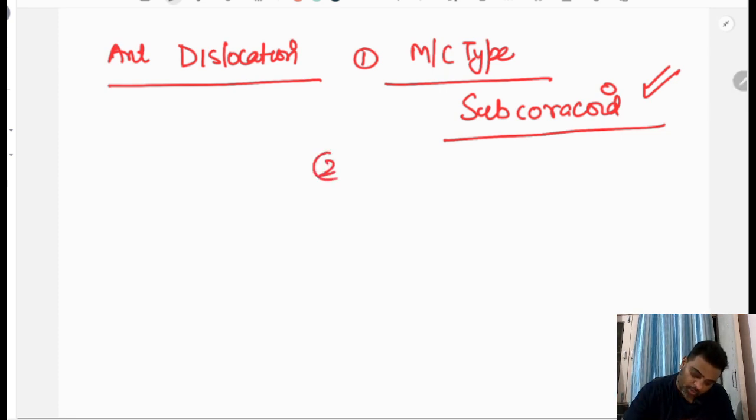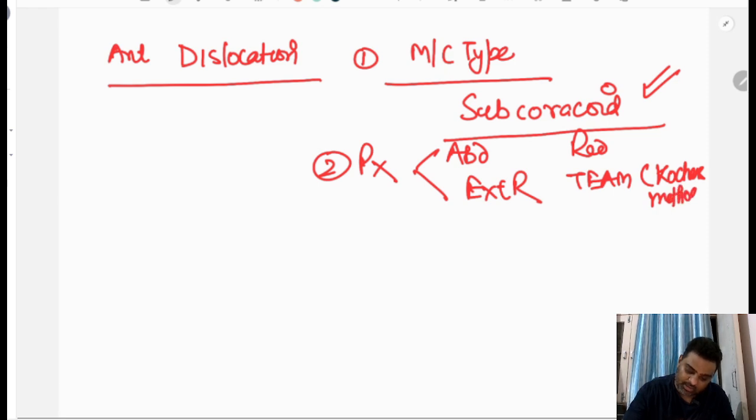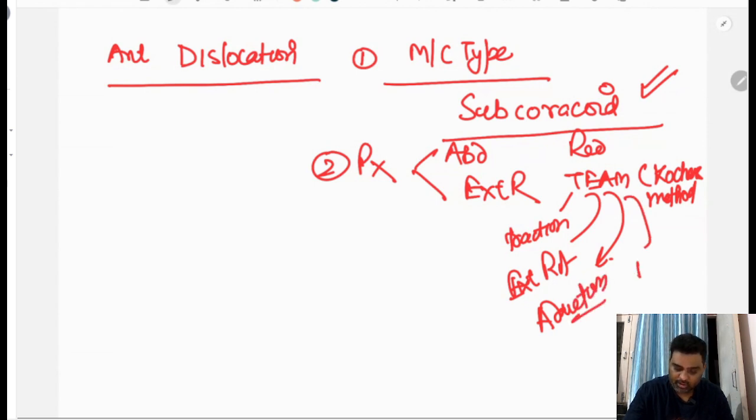Second, I have told you the presentation. What is the presentation, like Amitabh Bachchan? That is abduction and external rotation. How will you reduce it? Reduce it by the TEAM, and remember Kocher's method. Kocher method means T for traction, E for external rotation, A for adduction, and M for medial rotation.